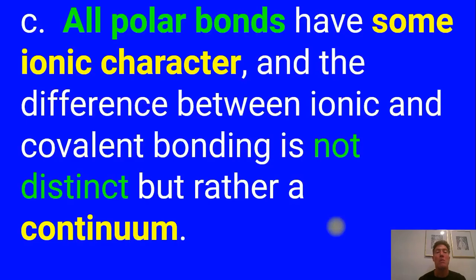Remember, all polar bonds have some ionic character, and the difference between an ionic and covalent bond is not distinct. It's rather a continuum, and even that point is rather arbitrary. Is it 1.7, 1.8, 2.0? That's a rather arbitrary cutoff, where you're moving from less and less polar covalent character to more ionic character.